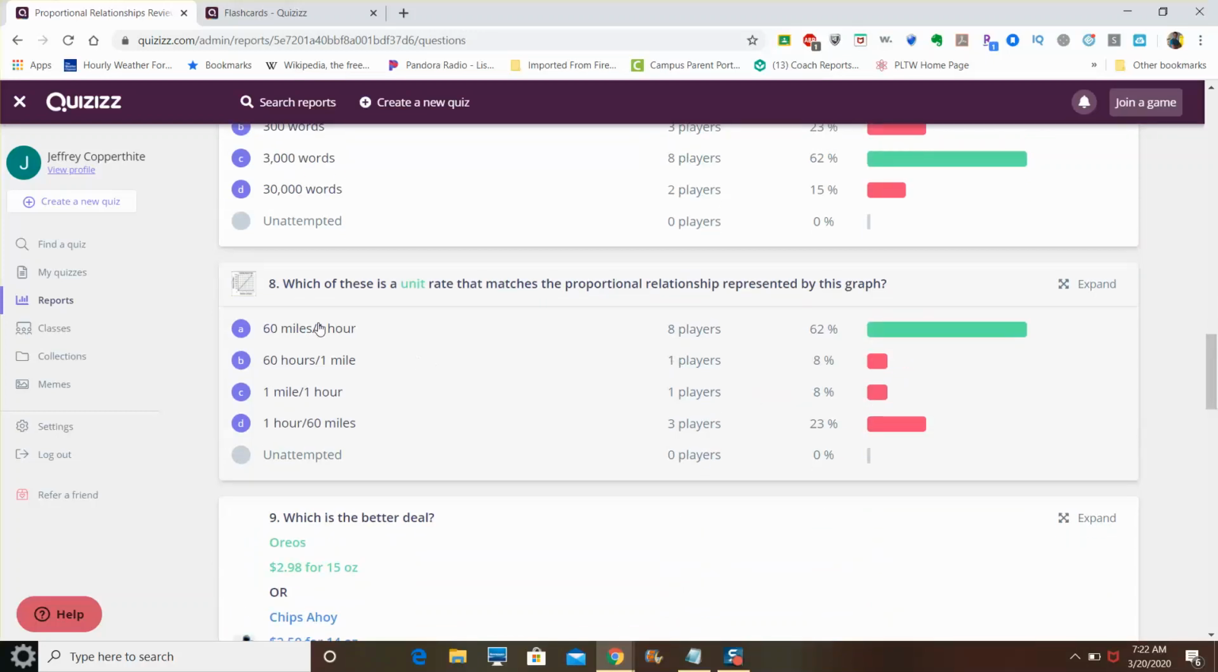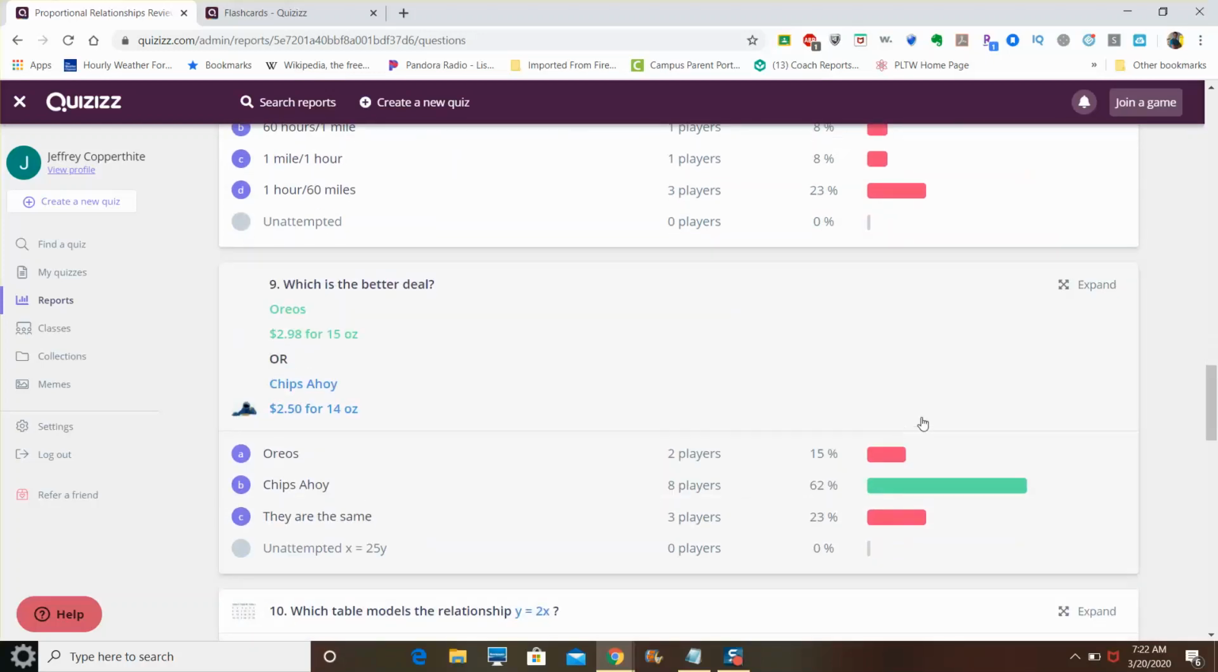Next question, which one's the unit rate that matches the proportional relationship shown by this graph? You had 8 people get this one right, 60 out of 1. And we had 1 hour per 60 miles. This is not the correct direction for this particular unit rate. The y would go first, so y would be on top and the x would be on the bottom. So just remember that next time, okay? 60 hours per 1 mile is the other way to look at that as one incorrect interpretation. It's 60 miles, because miles is on the x-axis, and it's 1 hour that's on the x-axis. I'm sorry, 60 hours is on the y-axis. I'm not sure if I said that right.